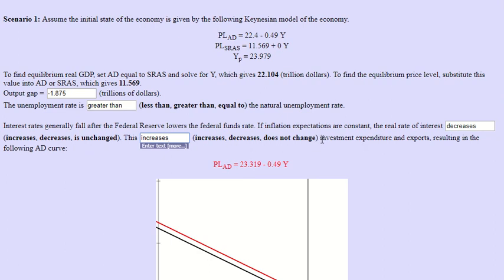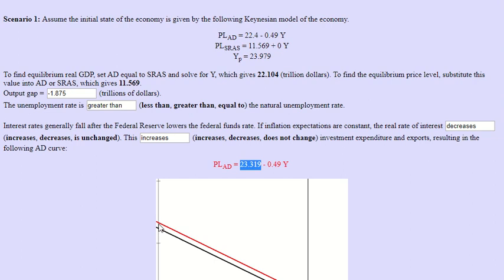And because it increases investment expenditures, aggregate demand is affected. The intercept of aggregate demand was 22.4. The new intercept of aggregate demand is 23.319. The slope is unchanged. We're assuming ceteris paribus here, all else equal. So short-run aggregate supply has not been affected. Potential GDP has not been affected. The only thing that's been affected is the intercept of aggregate demand. Graphically, that means aggregate demand lies higher than it did.